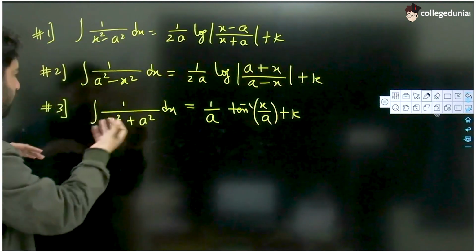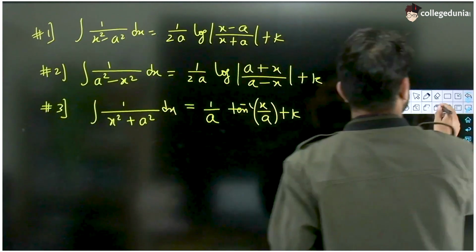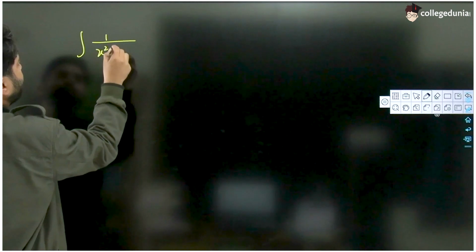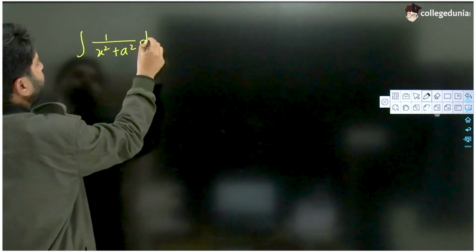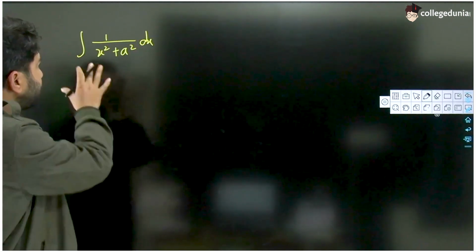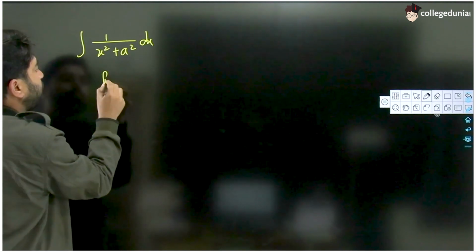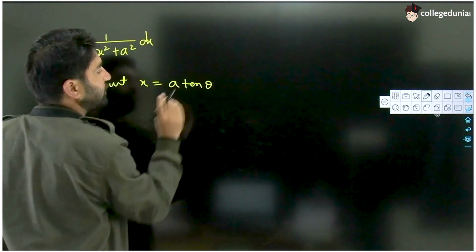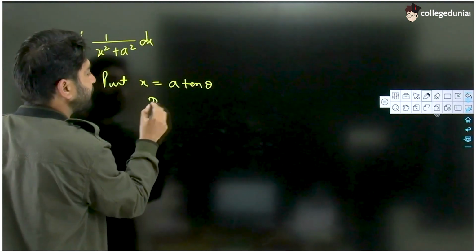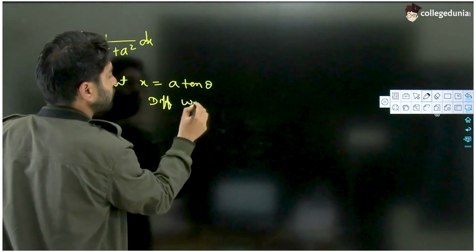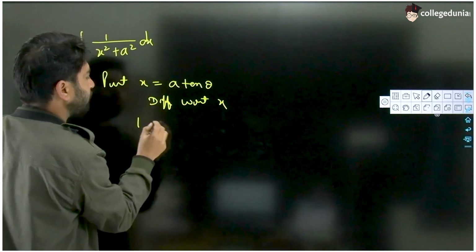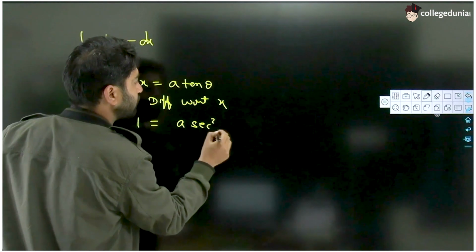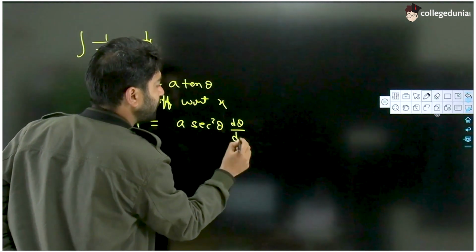Okay, so we can also see the derivation of this formula. Suppose we have to integrate 1 upon x square plus a square. We will have to use substitution in this situation. I am putting x equal to a tan theta. When this is differentiated with respect to x, the derivative of x becomes 1, and the derivative of a tan theta with respect to x will be a sec square theta, d theta divided by dx.